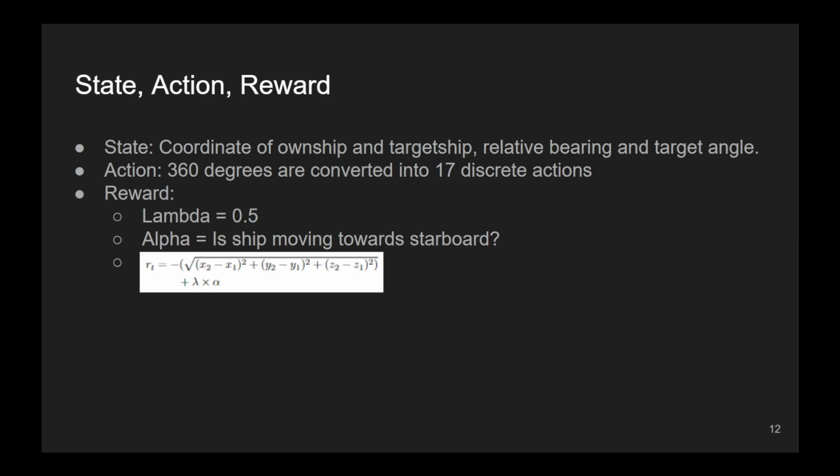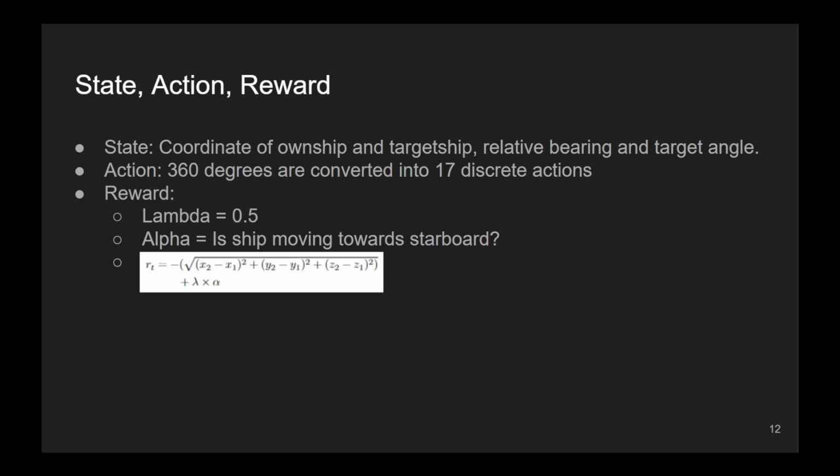Additionally, we include the relative bearing and target angle, which indicate the direction in which the ship is moving and whether there is a risk of collision with the own ship or not. So that's our state. Now let's talk about the action.